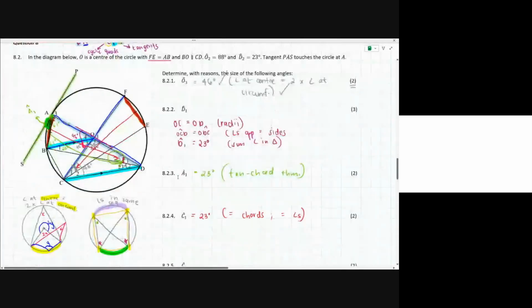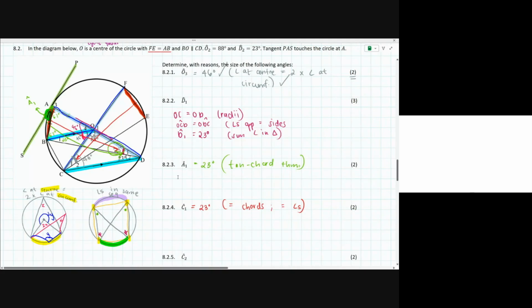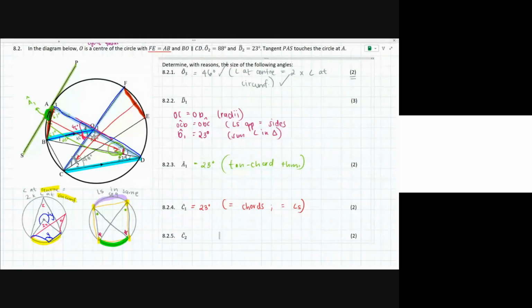Kani? Never mind, ma'am. It's fine. Okay. Right, and then the last one that we need to find, guys, is angle C2. So we've just worked out C1 is 23. Most of you probably have C2 in any case.